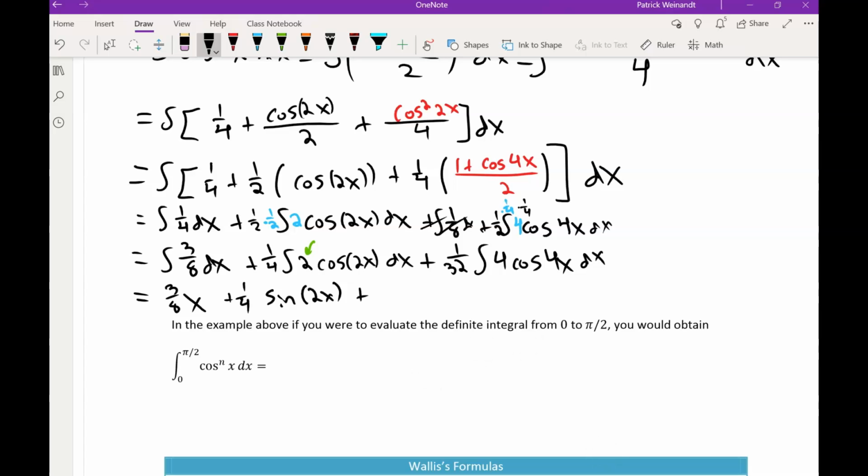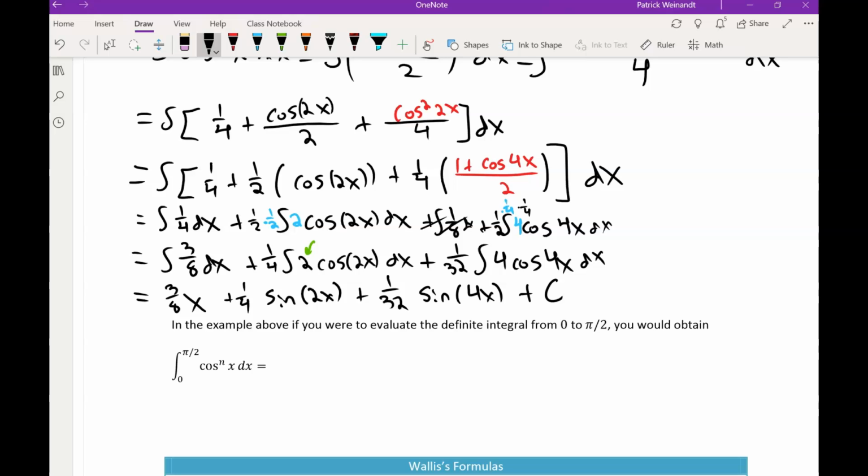Okay, plus 1/32, and this is going to follow the same suit. 4 cosine of 4x, the antiderivative of that is again going to be sine of, well, 4x. And then these are all indefinite integrals, so we're going to have our plus c here. So we have 3/8 x plus 1/4 sine of 2x plus 1/32 times sine of 4x plus c.